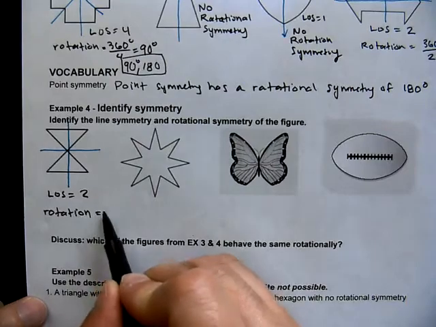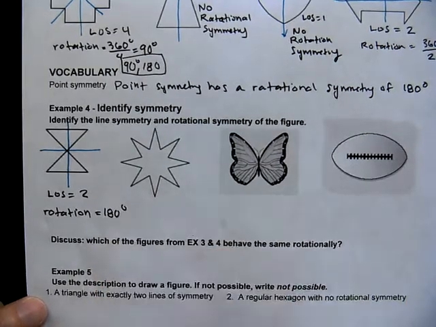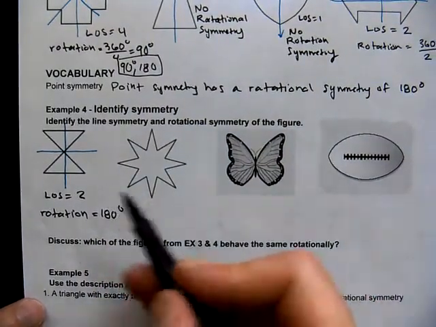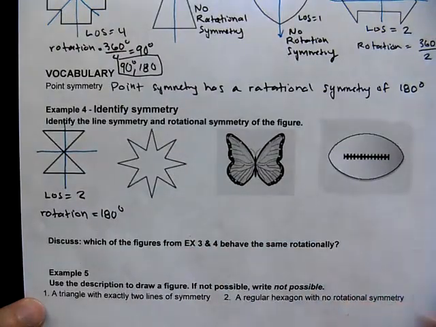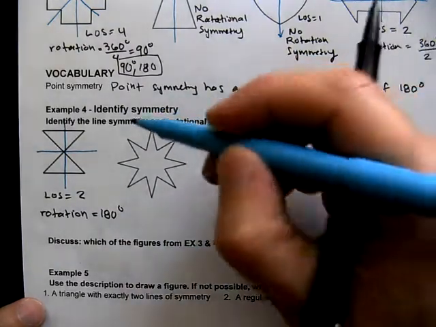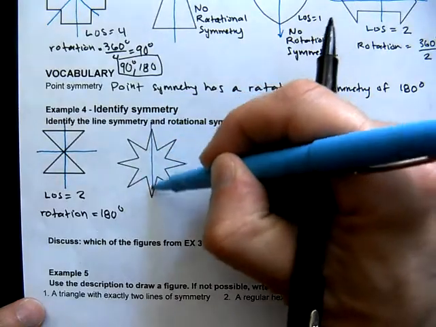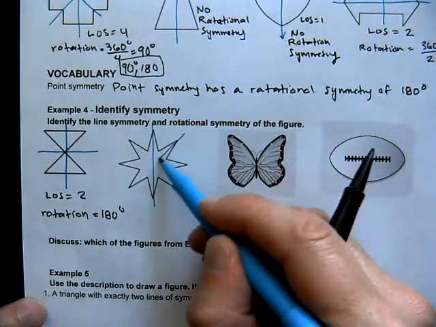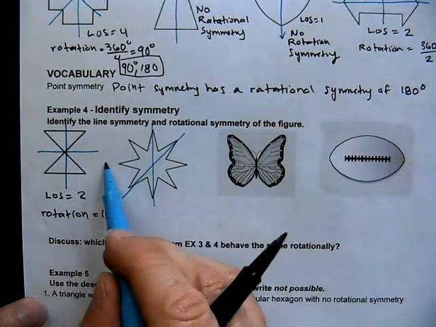So my rotation is 180 degrees. The starburst pattern. This one is quite complicated because you have to trace very carefully and count very carefully all of the lines of symmetry that you can possibly come up with.